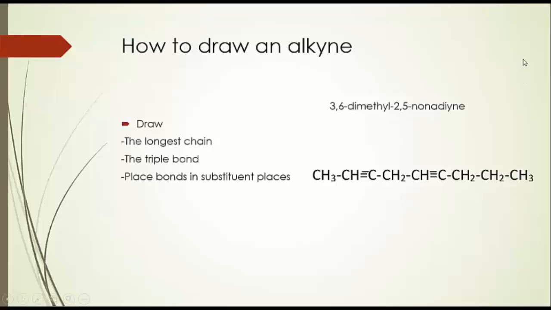And then we place the bonds in substituent places, that means 3 and 6, and we put the dimethyls in it, so it's a methyl here and a methyl here. And that's it for alkynes.